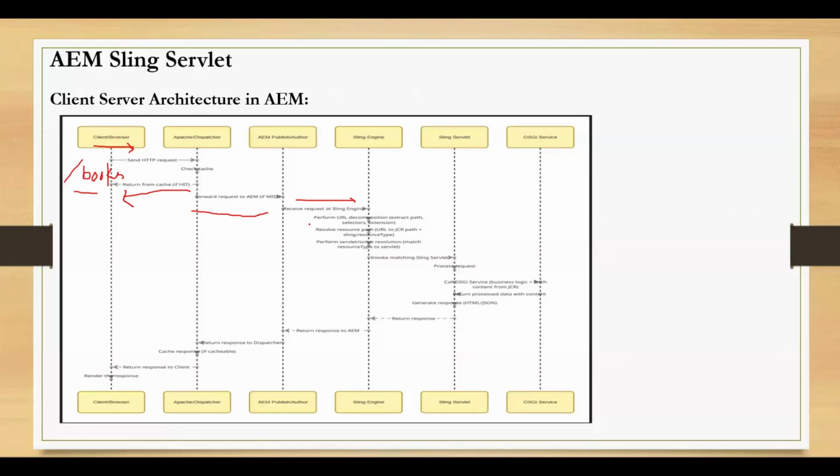So it will check the path of the request. Okay. It will check the selector. It will check the extension. Okay. So based on this is the first step generally the Sling framework is doing.